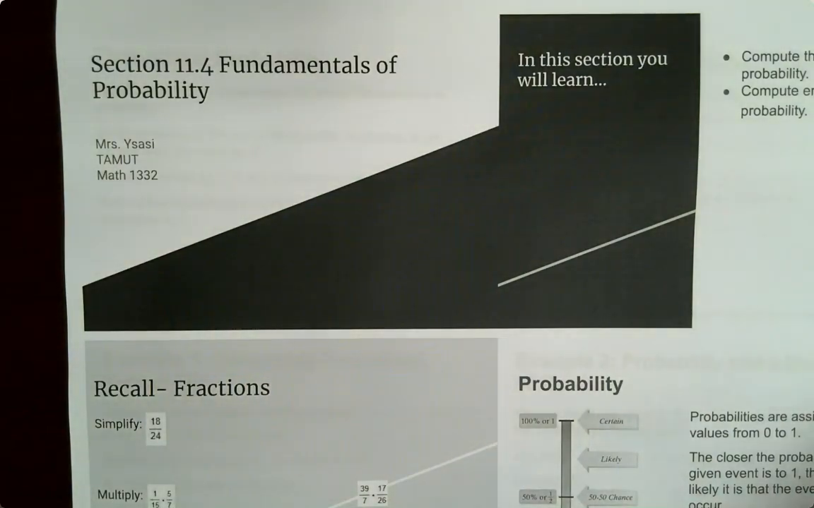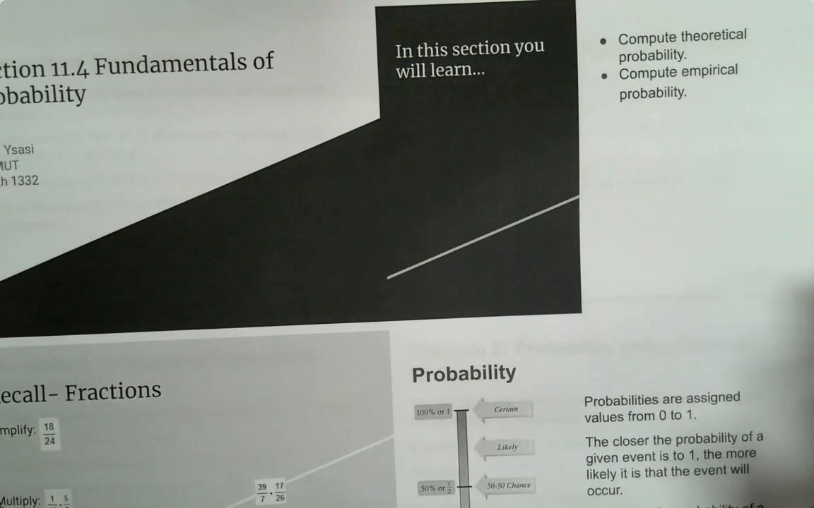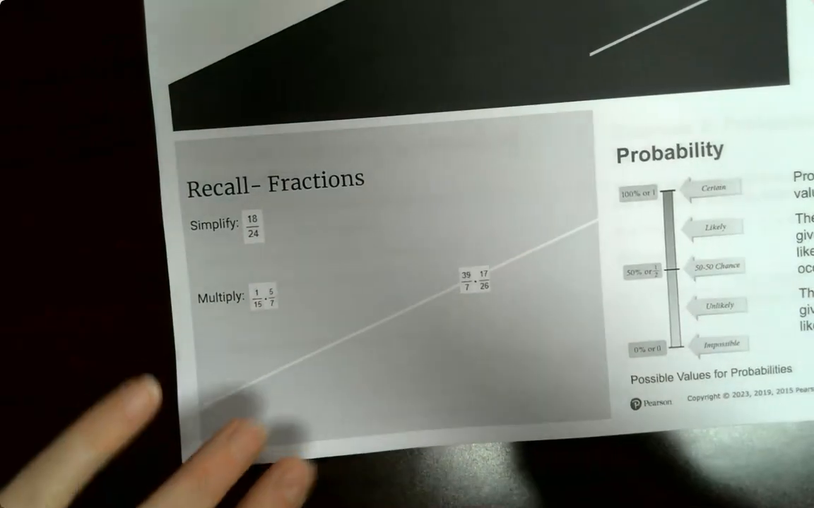11.4 is about probability. So we are going to compute theoretical probability and empirical probability. Let's recall some things with fractions.